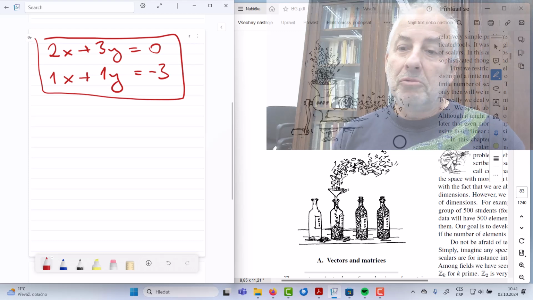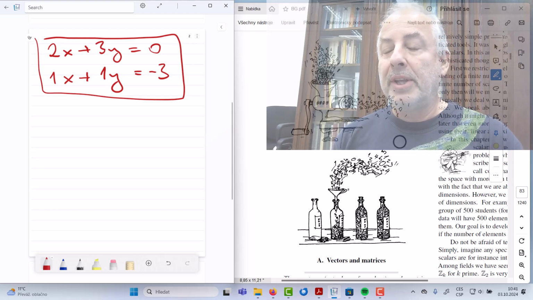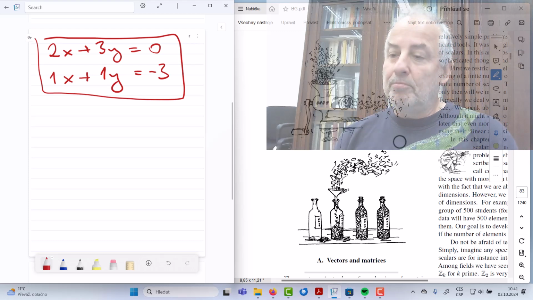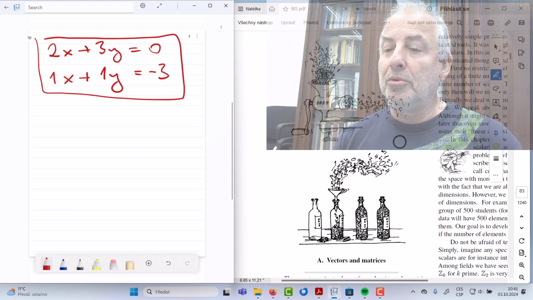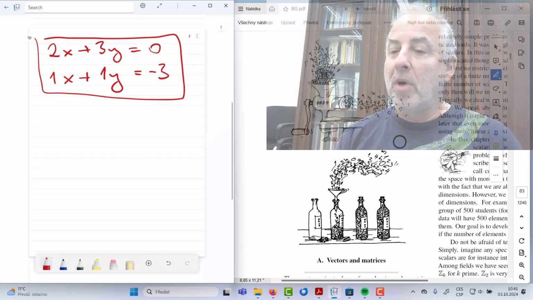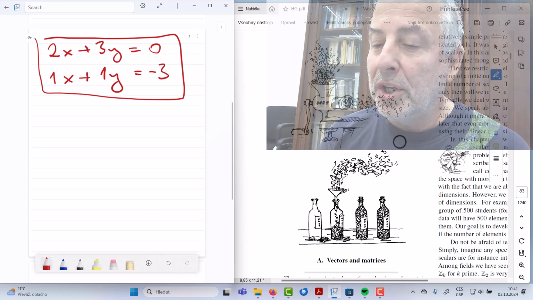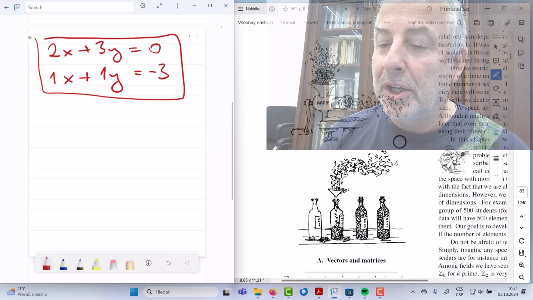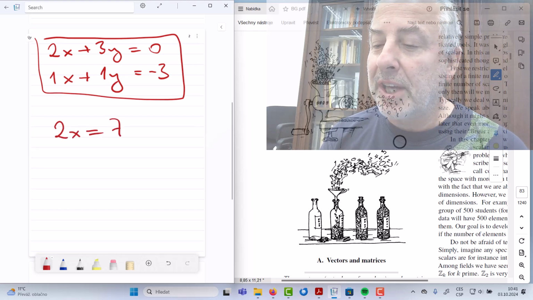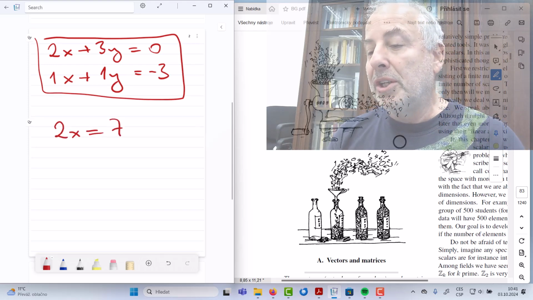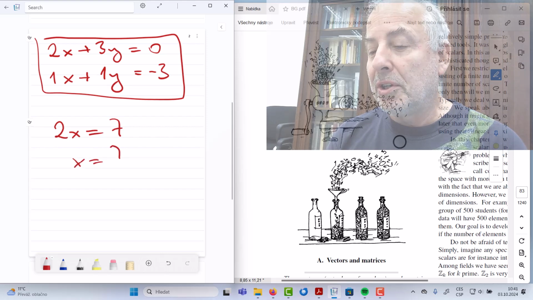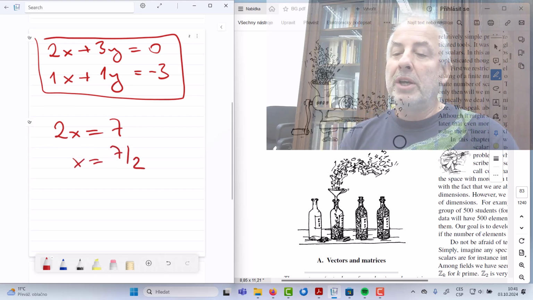You compute x from one of them, and then you substitute into the other, and you have one linear equation, and there you can compute, because if you have only one equation, it would be something like 2x equals 7, then we immediately see that x equals 7/2, right?